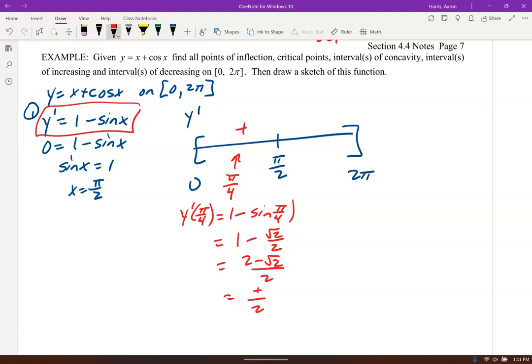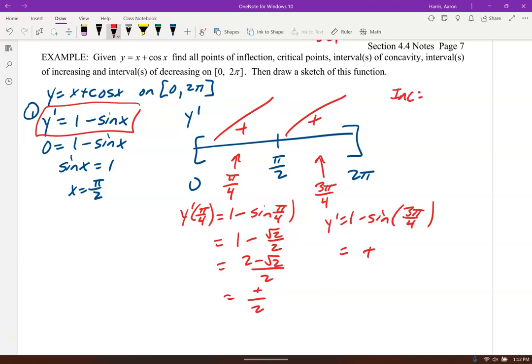So positive, the original function increases up to pi halves. Then I'd punch in, I don't know, 3 pi fourths. So we got y prime equals 1 minus the sine of 3 pi fourths. And guess what? We get another positive here. Sine 3 pi fourths is also root 2 over 2. So we got this thing increasing and then increasing.